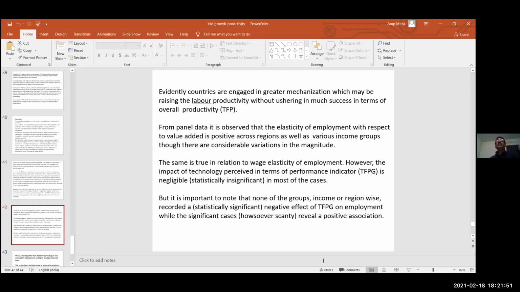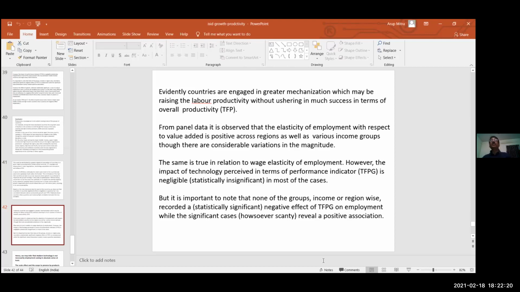Evidently, countries are engaged in greater mechanization, which may be raising labor productivity without really resulting in much success overall. From panel data, it is observed that the elasticity of employment with respect to value added is positive across regions as well as various income groups, though there are considerable variations in the magnitude. The same is true in relation to wage elasticity.